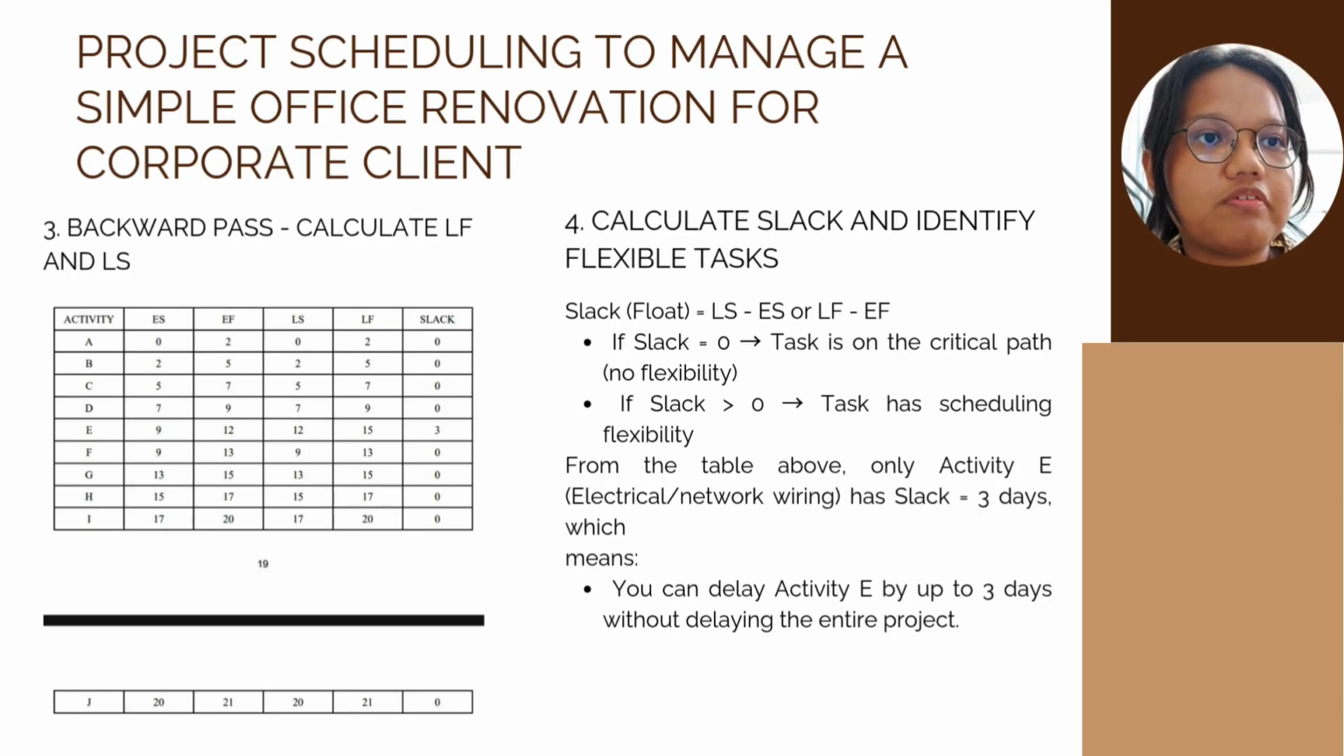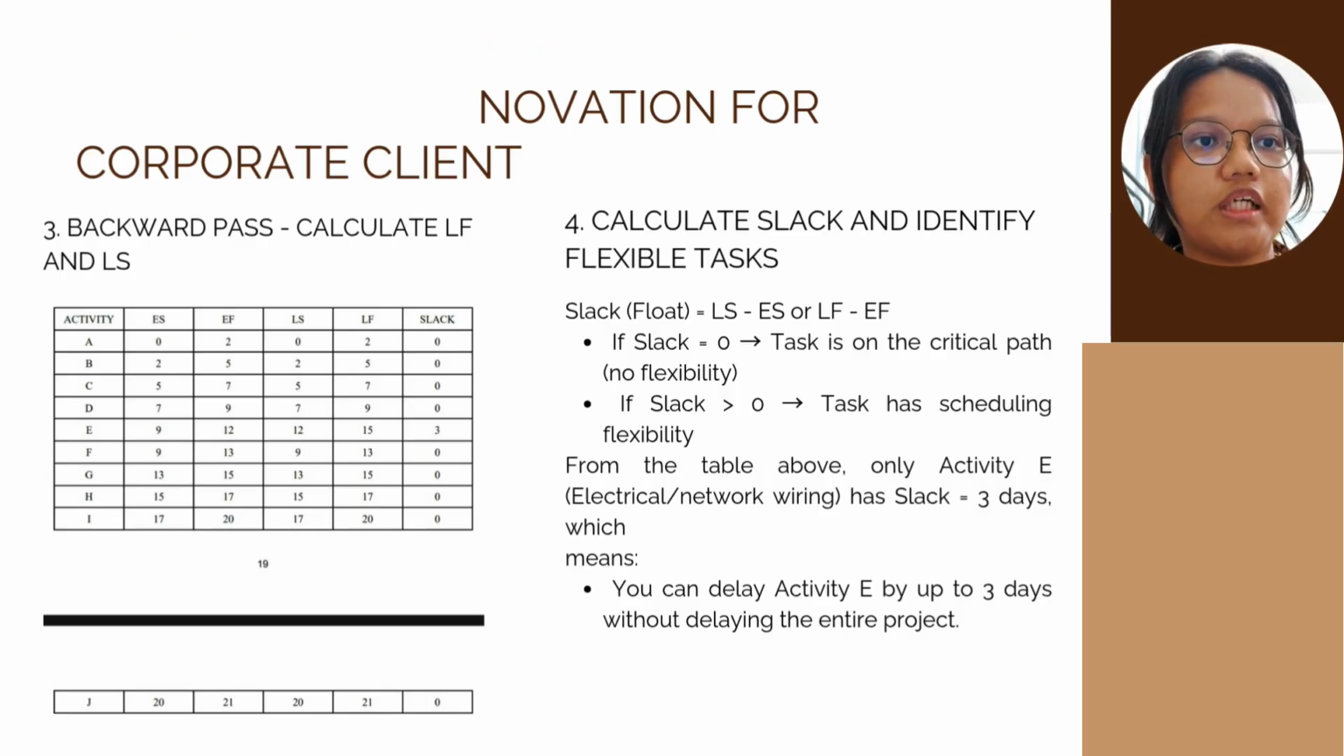From the table above, only activity E, which is electrical or network wiring, has slack equal to 3 days, which means you can delay activity E by up to 3 days without delaying the entire project.